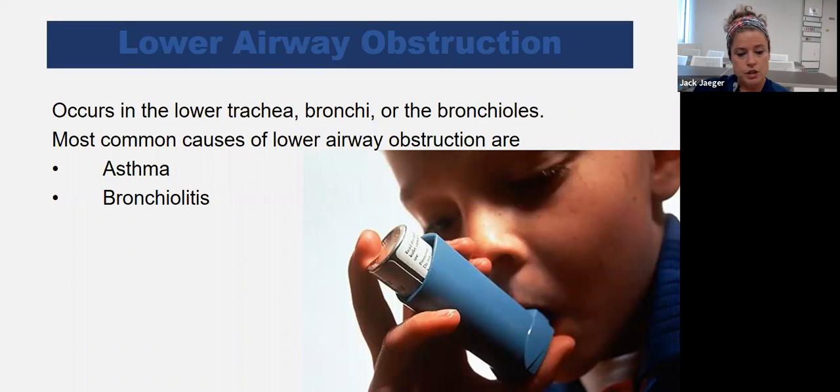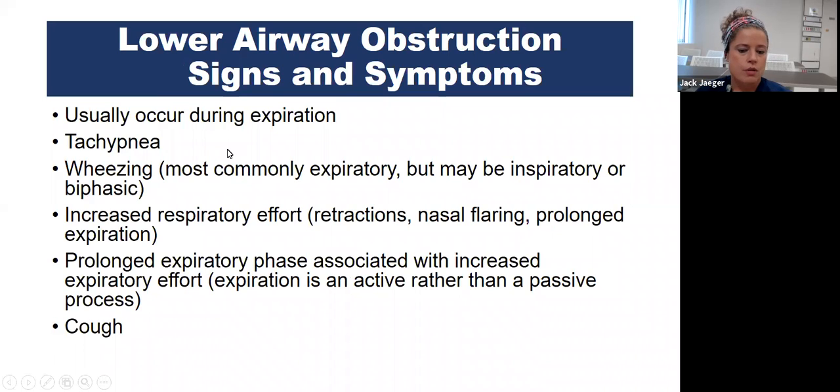Lower airway obstruction, this is what's occurring in the lower trachea, the bronchi or bronchioles, and the most common causes of lower airway obstruction in children is asthma and bronchiolitis. So those lower airway signs and symptoms are going to occur during expiration, where your body's trying to get the air out and is having some trapping.